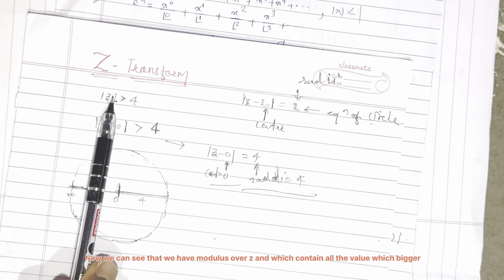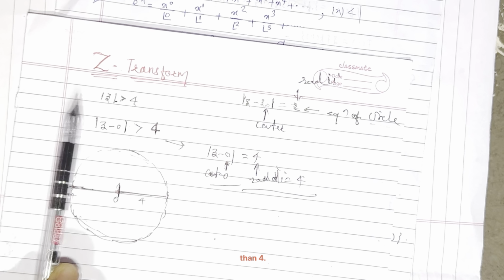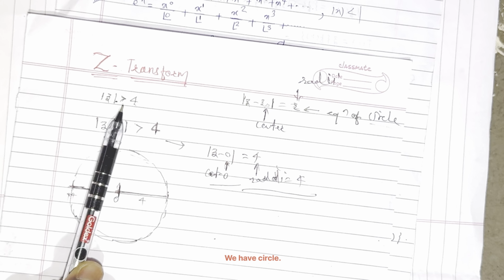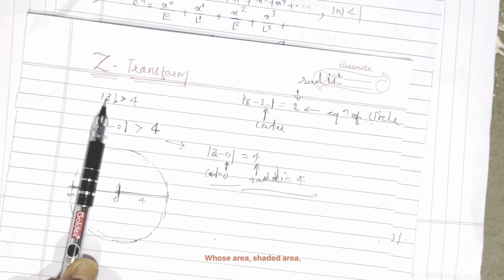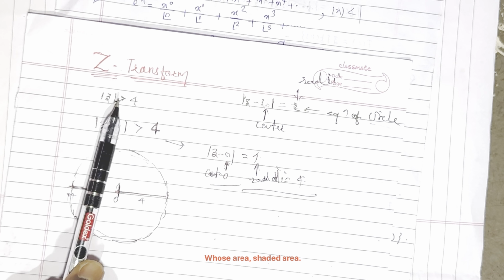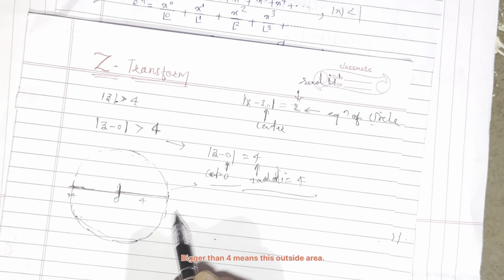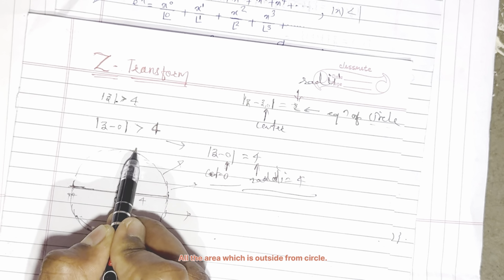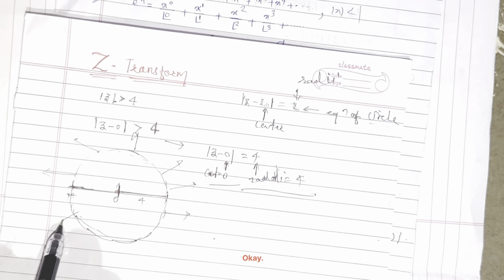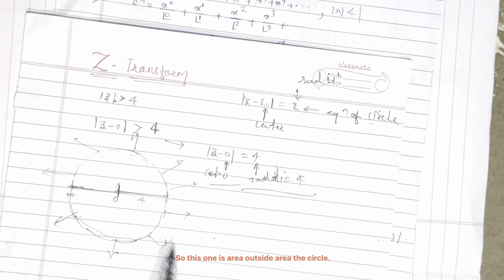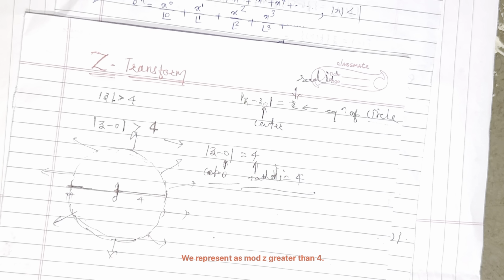Now we can see that the modulus of z contains all the values bigger than 4. That means we have a circle whose shaded area we consider bigger than 4. Bigger than 4 means this outside area, all the area which is outside the circle. It is way easier, guys, not difficult. This is the outside area of the circle, which we represent as |z| greater than 4.